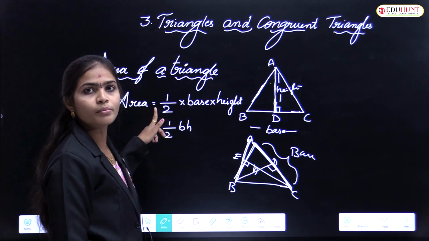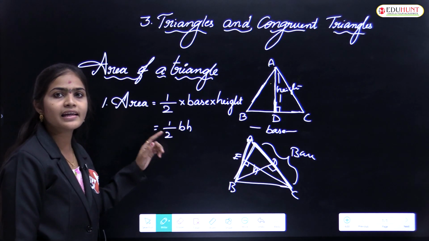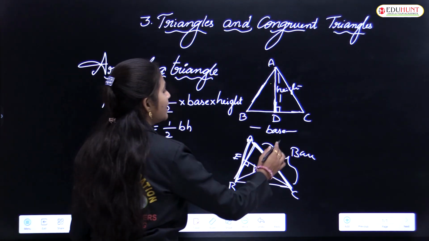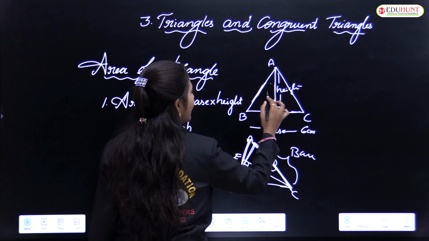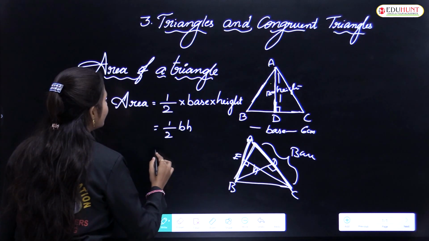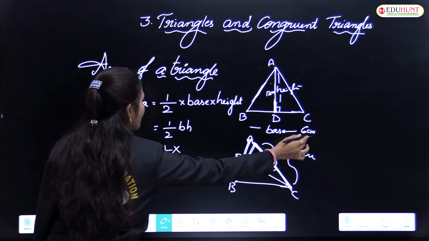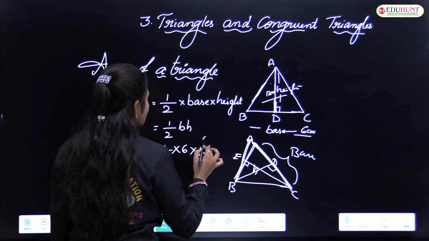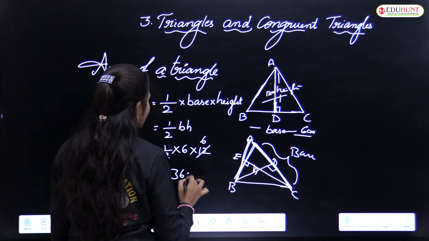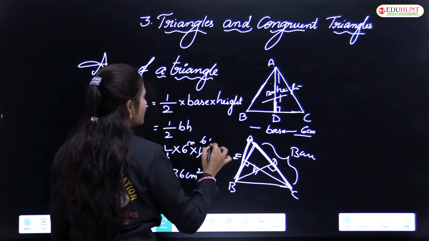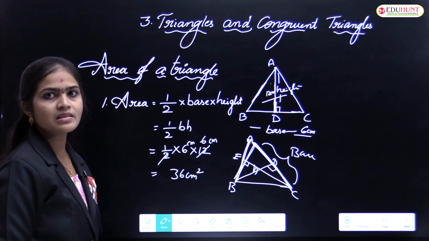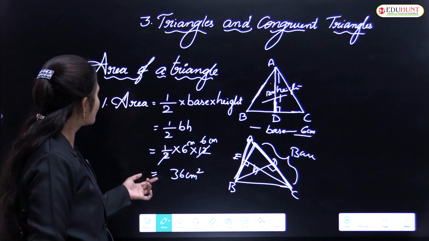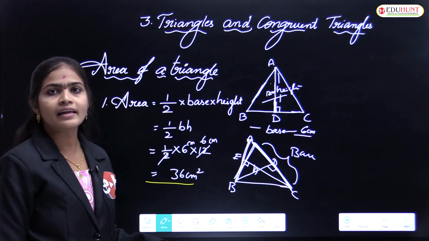So what is the formula to find the area of a triangle? Area of a triangle is equal to half into base into height. For example, base is equal to 6 centimeters and height is equal to 12 centimeters. Then area is equal to half into 6 into 12. So 2, 6, 12. So 6, 6, 36 centimeters square. Why? Because centimeters into centimeters is equal to centimeter square or square centimeters. In this way we can find the area of a triangle.